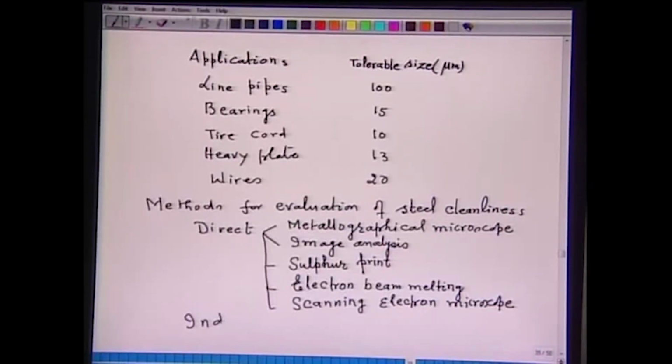Another method is the indirect method. In the indirect methods, one can determine total oxygen, and from the total oxygen and the presence of oxide forming element one can determine the approximate number of inclusions. Also one can do nitrogen determination, and from there one can determine the number of inclusions. So, these are the methods for evaluation of steel cleanliness.